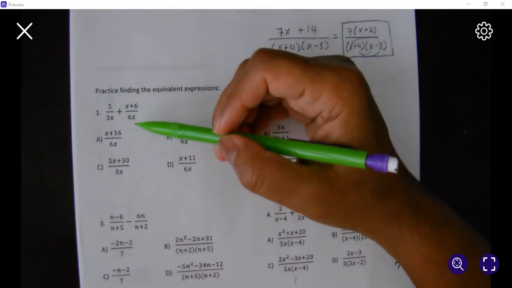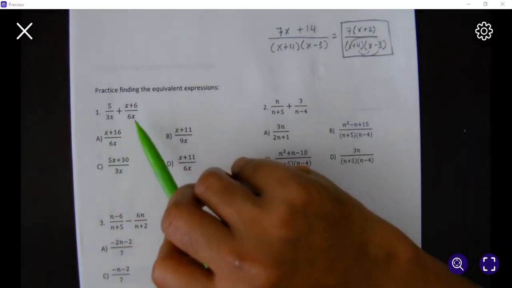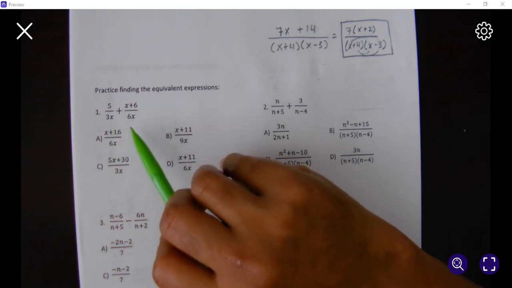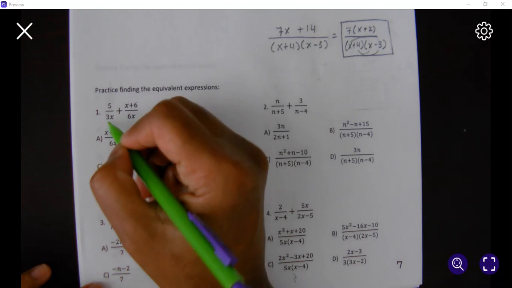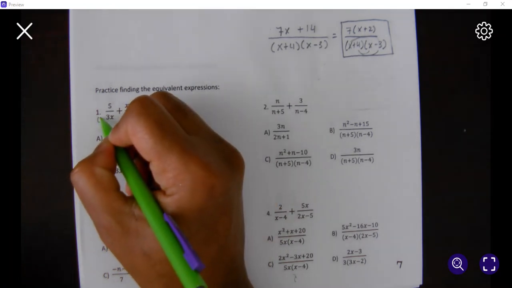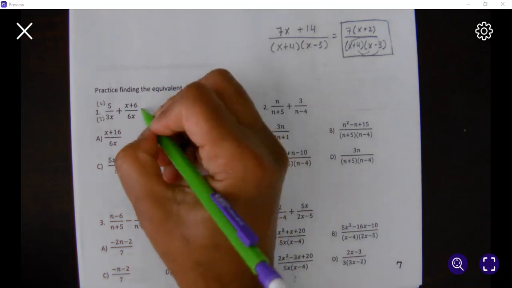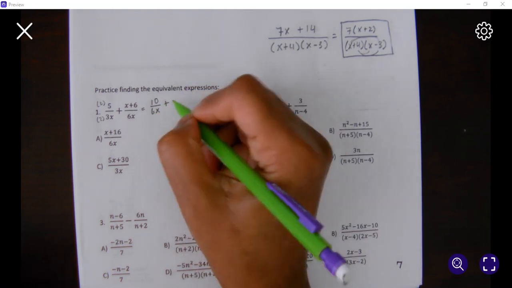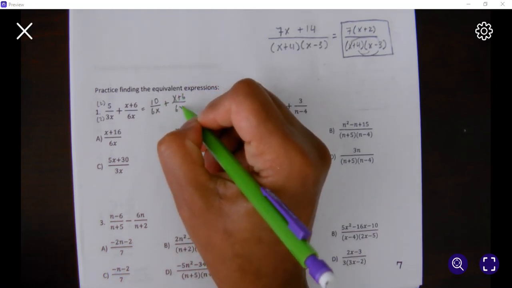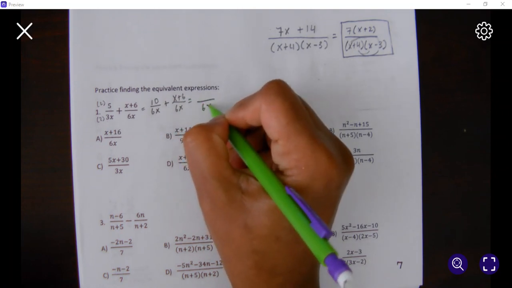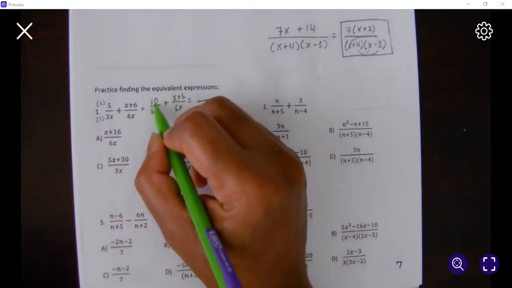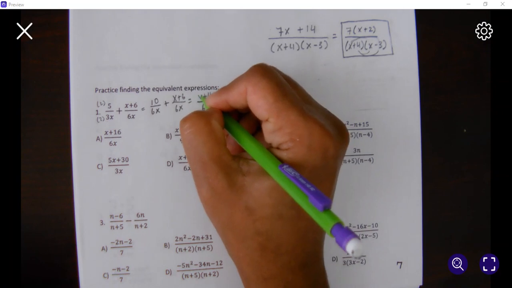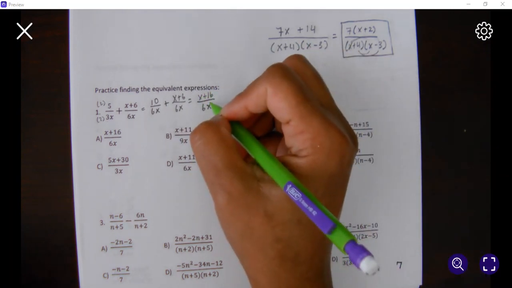All right, so here we have here 3x plus 6x. Okay, and then we're going to go ahead and find the common denominators. Since there's a 3x and there's a 6x, I can multiply this by 2. So you would end up having 10 over 6x plus, and then you have x plus 6 over 6x. And then bring this over. So you have 10, and then these two are like terms. You have 10 plus 6 is 16. And then you have the x. Okay, and then that's my answer.